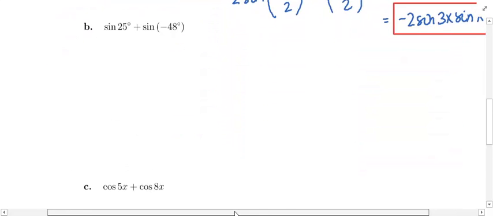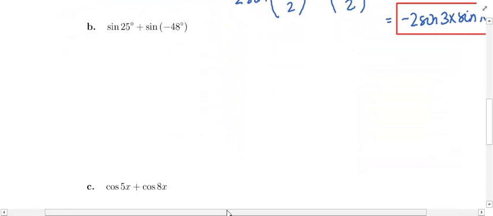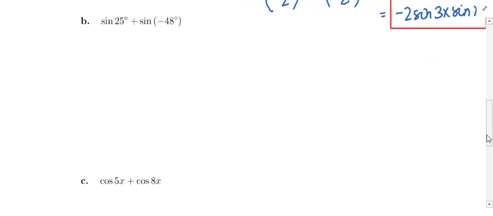In part B, there is no variable. So you just have numbers, but again, same thing. You need to take this expression that is a sum and you need to convert it to a product. So here we go. We have the sine of 25 degrees plus the sine of -48 degrees.